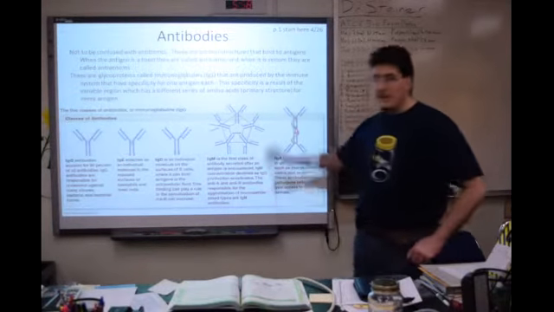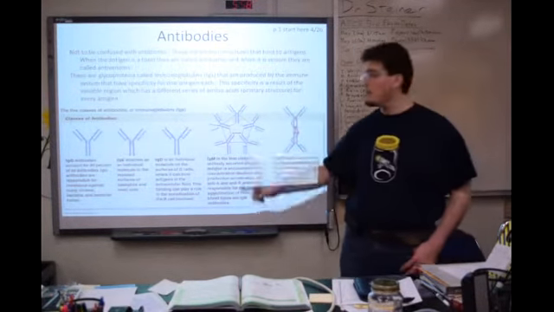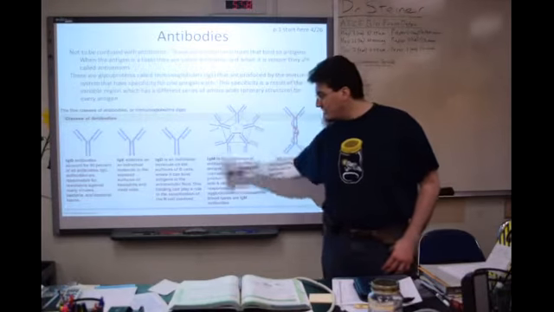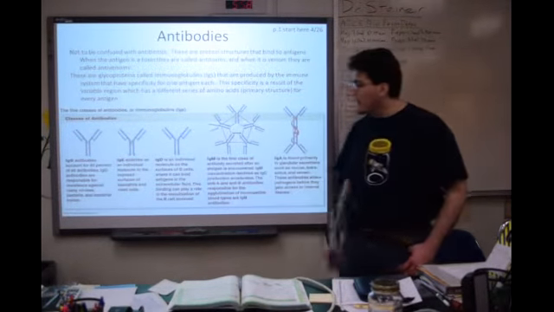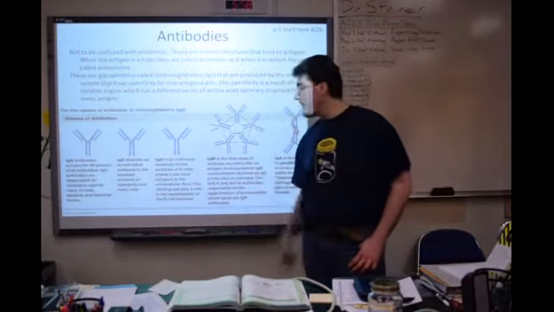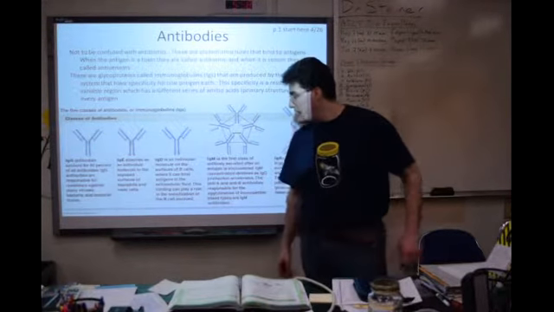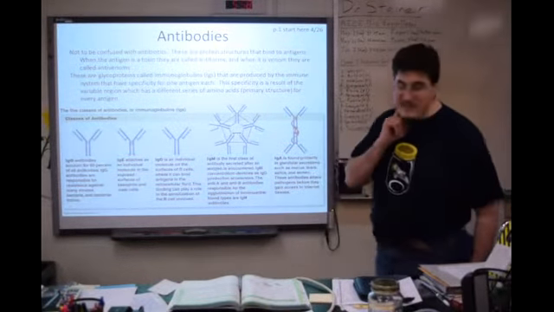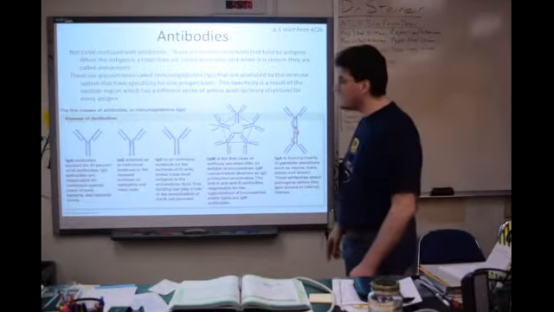IgD is the antibody on the surface membrane of B cells. It is a surface membrane bound antibody on B cells. It is part of the sensitization process of B cells.